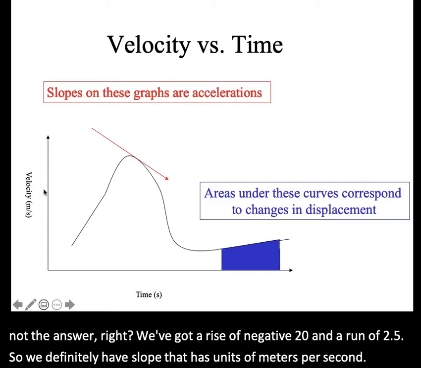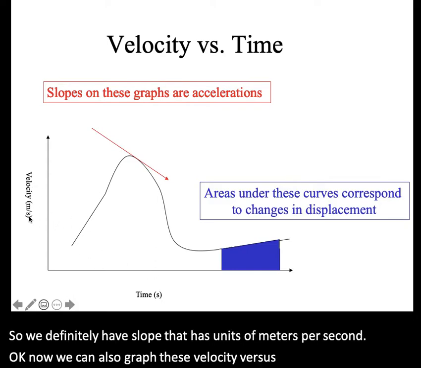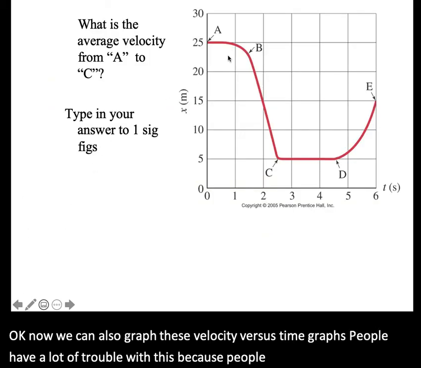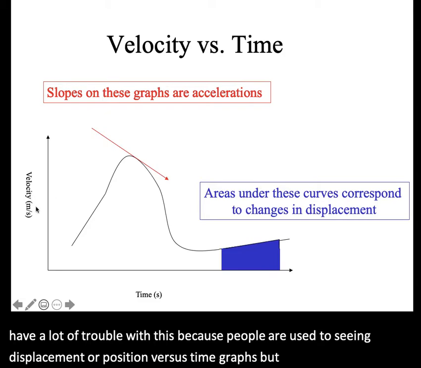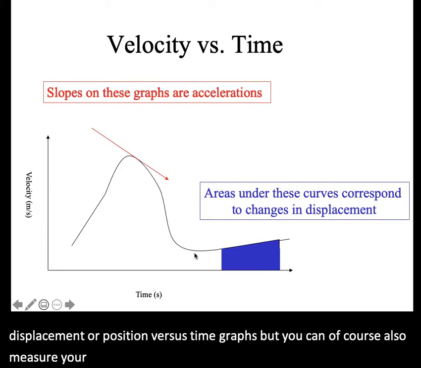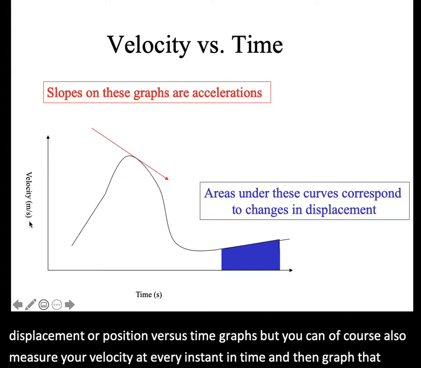Okay, now we can also graph these velocity versus time graphs. People have a lot of trouble with this because people are used to seeing displacement or position versus time graphs, but you can, of course, also measure your velocity at every instant in time and then graph that, right? Or it could be speed.